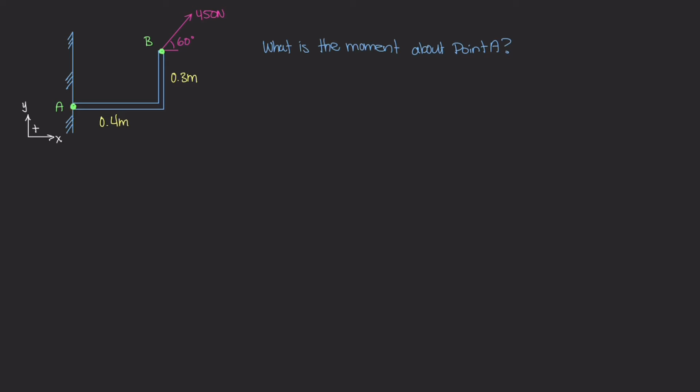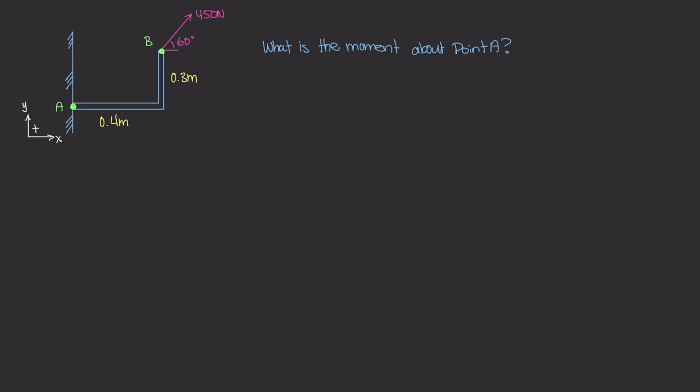But at the end of the bracket, there is a force that's acting at an angle of 60 degrees above the horizontal here, and that has a value of 450 newtons. And the question is asking, what is the moment about point A? So point A is right here, and the force is acting at point B.